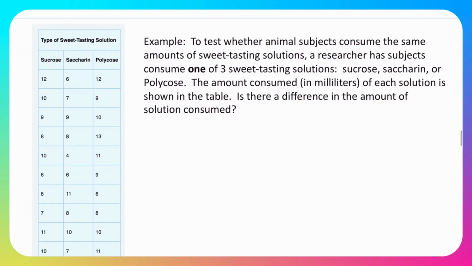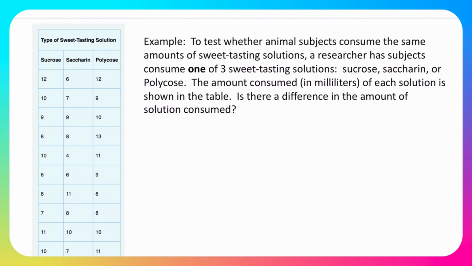So finally, an example. All right, so to test whether animal subjects consume the same amount of sweet-tasting solutions, a researcher has subjects consume one of 3 sweet-tasting solutions, either sucrose, saccharin, or polycose. The amount consumed in milliliters of each solution is shown in the table. Is there a difference in the amount of solution consumed?